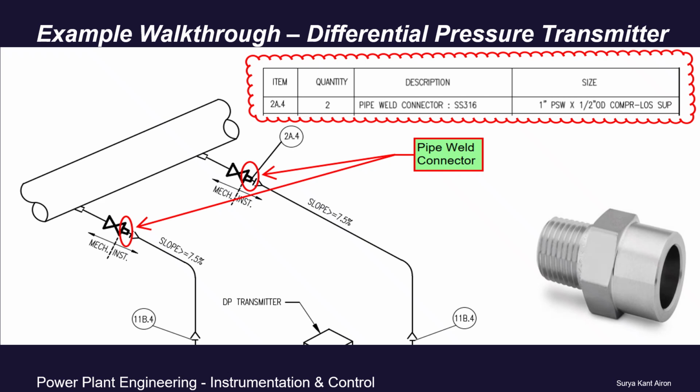If we look at the bill of material corresponding to item number 2A.4, we get to know that we require two pipe weld connectors of material SS316. The size used in this case is 1-inch diameter pipe socket weld on the valve side, and on the other side it is suitable for half-inch outer diameter compression tube fitting. Outer diameter is basically written as OD. The pipe weld connector on the 1-inch side is inserted into the socket on the primary isolation valve, and a fillet weld is made around the joint to make the connection permanent and leak proof.